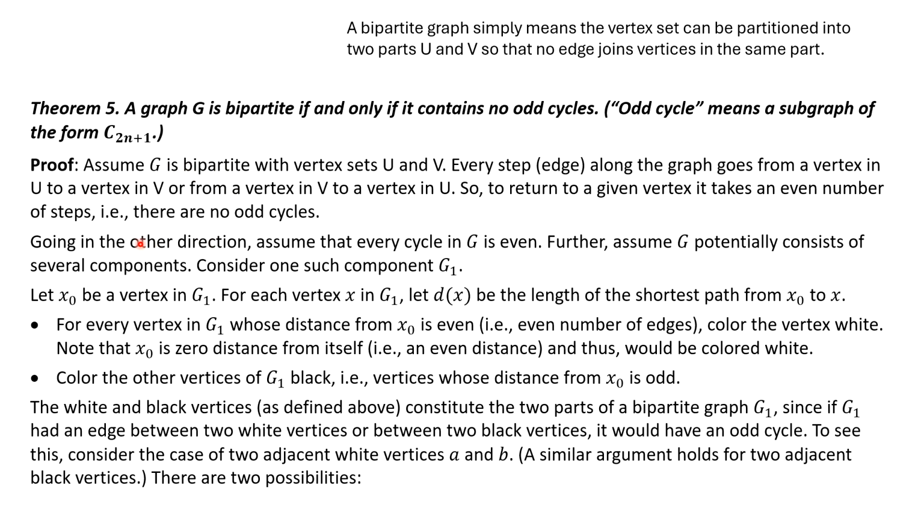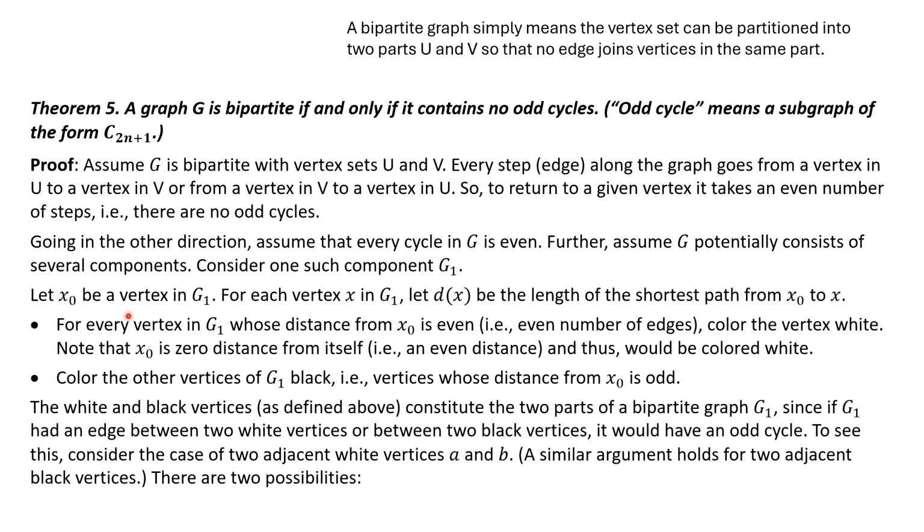And going in the other direction, assume that every cycle in G is even. We'll prove this more generally. G could be composed of multiple disjoint graphs, so we'll just take any one of those. Let's take G_1 as one of the components. If we prove the theorem for that component, of course it'll hold for all the other components.